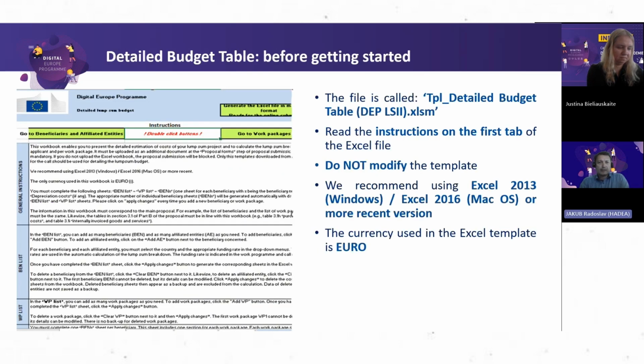Here we are getting to the extracts from the detailed budget table. So as it was said, you download it from the submission system. You need to read the instructions on the first tab. I will not be reading them all now. I will mention some of them during my presentation, but please make sure that you read them. You need to use Microsoft Excel 2013 or 2016 at least. It could also be a more recent version, and all the budget estimations are provided in euro. So this cost estimation, we can go also to the next slide, please.